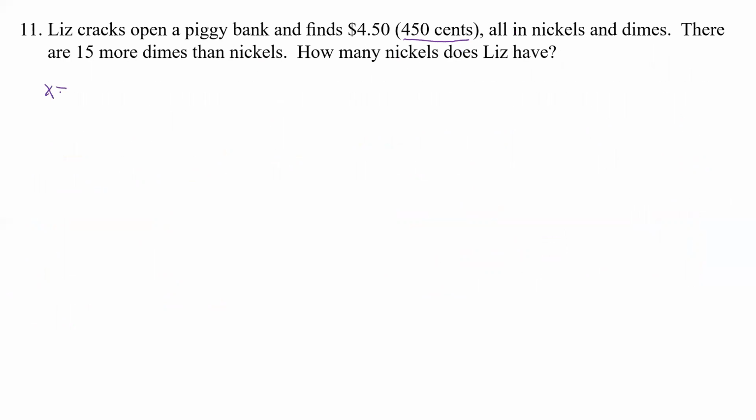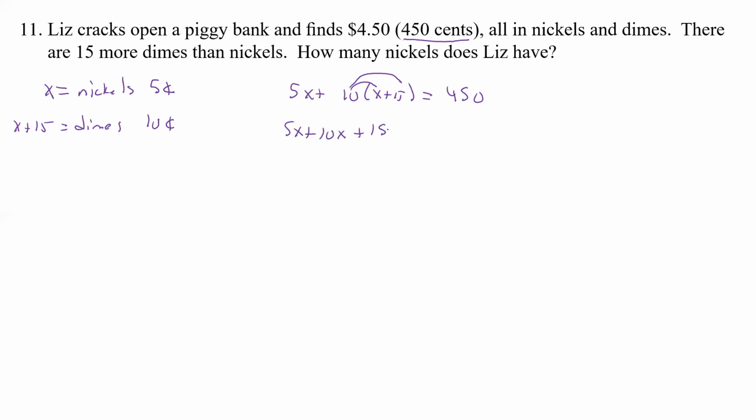Well, x equals nickels, and those are 5 cents each. And we have 15 more dimes, so x plus 15 equals dimes, and those are 10 cents each. So if we take 5 times x plus 10 times x plus 15, we should get 450. Now we've got to get rid of the parentheses here. So we have 5x plus 10x plus 150 equals 450. We have like terms there, so we can add those, but we have to subtract this to get it to the other side.